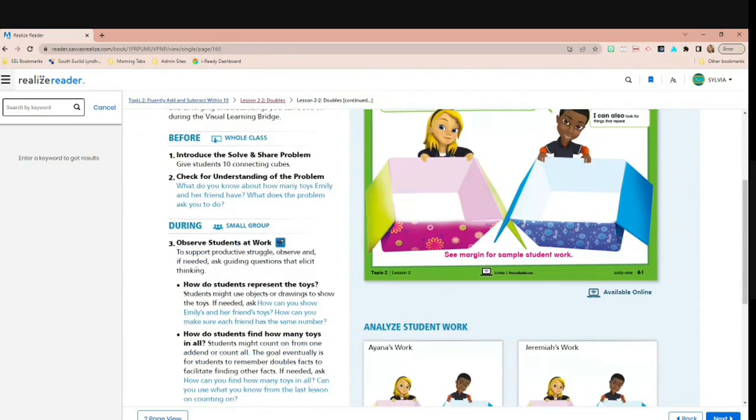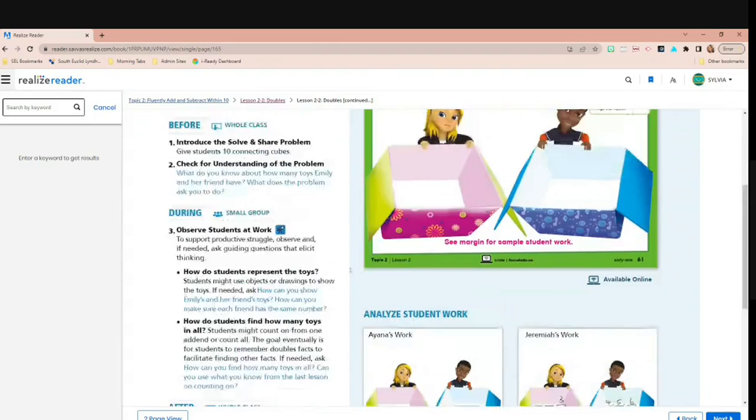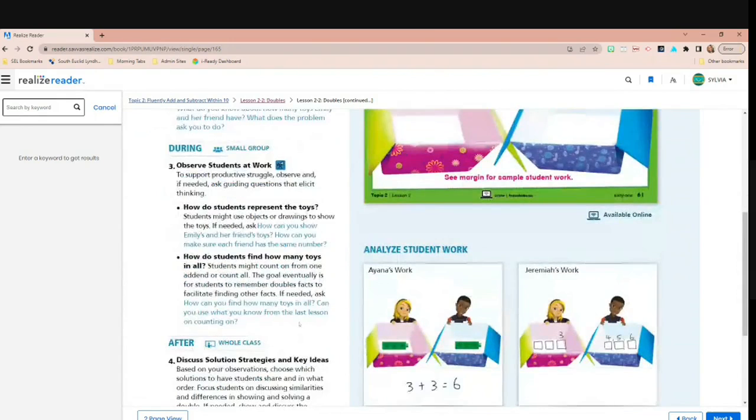The teacher is also looking at how students represent the toys, looking to see what they are drawing or how they're using their cubes, and how students find out how many toys. One thing we are teaching our students here at Roland is it's not always about the answer. Finding the answer quickly is not the most important thing, but we want you to understand how you got the answer.